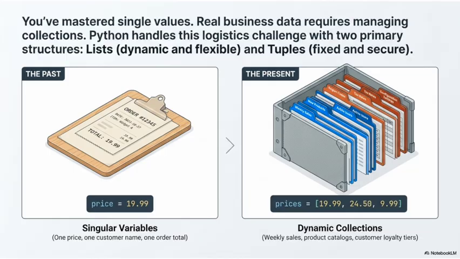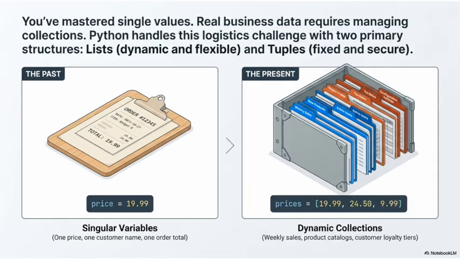On the left, the past. price = 19.99. One price, one variable. That works for a receipt with one item. On the right, the present. prices = [19.99, 24.50, 19.90, 9.99]. A single variable holding an entire week of sales. A full product catalog, a customer loyalty tier list, one variable, multiple values, organized and accessible.